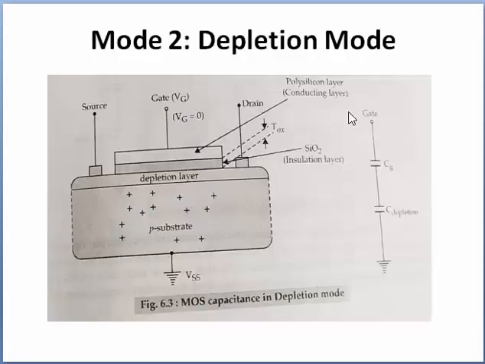So our next mode, the second mode of operation, is the depletion mode of operation of the MOS capacitance. This figure shows the depletion mode of the MOS capacitance. In this mode of operation, when a very small positive voltage is applied on the gate with respect to the P substrate, assume Vg is greater than 0, then a new layer is formed, called the depletion layer, as shown in this figure. Because when we apply a positive voltage at the gate, the voltage repels holes, leaving negative charge carriers.